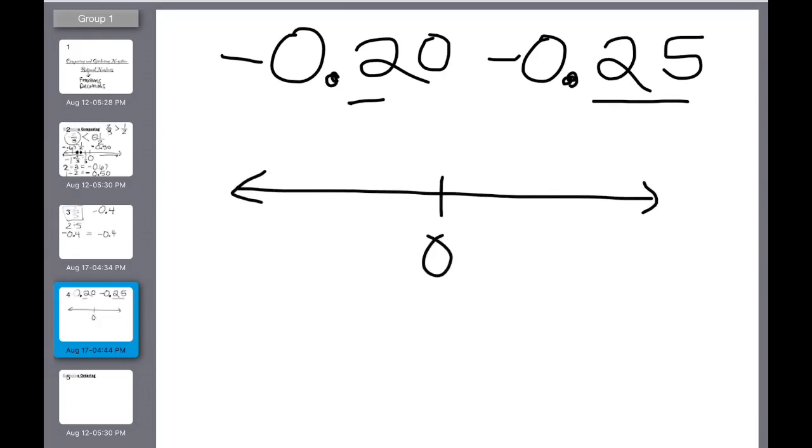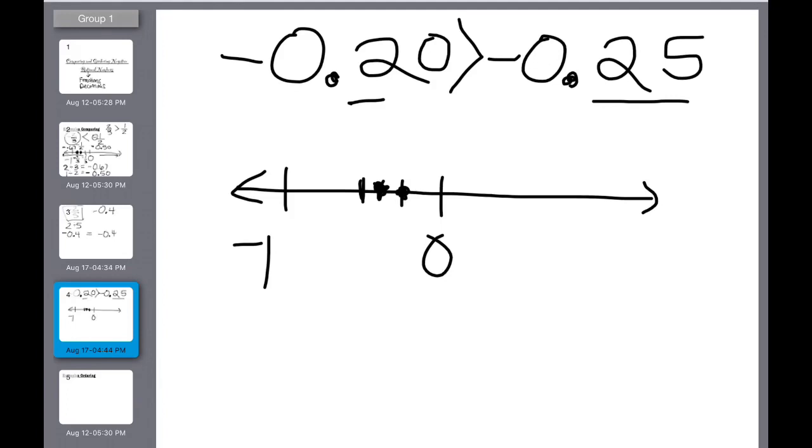So there's different ways that we can look at this to compare it. We can look at it on a number line. 2/10 would be about here, or 20 hundredths. And then we know that if this was 3/10, 25 hundredths would be in between 2/10 and 3/10. So it's farther away from zero, which makes 20 hundredths or 2/10 larger.